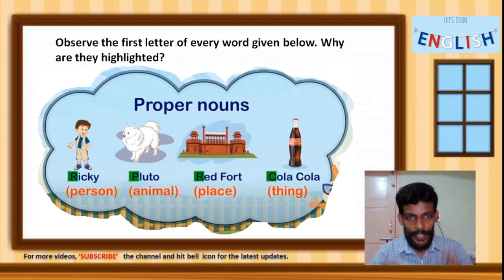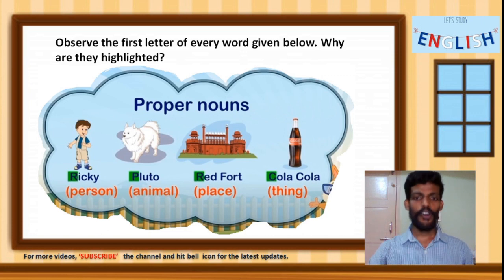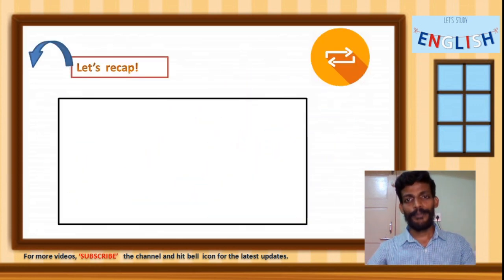Because when you write a proper noun, we have a rule of capitalization in English. We usually start every sentence with a capital letter. Along with that, the first letter of a proper noun should also be capital. So first letter of every proper noun is capital. Ricky, Pluto, Redford, Cola, all these are proper nouns, so the first letters are capital.